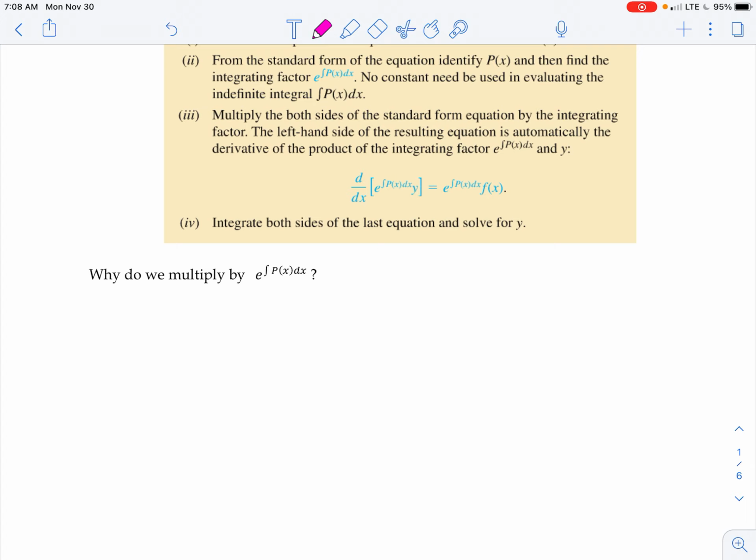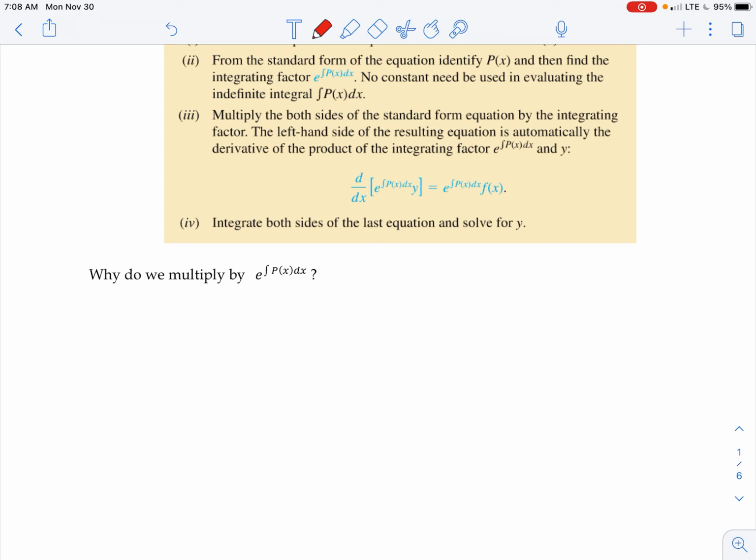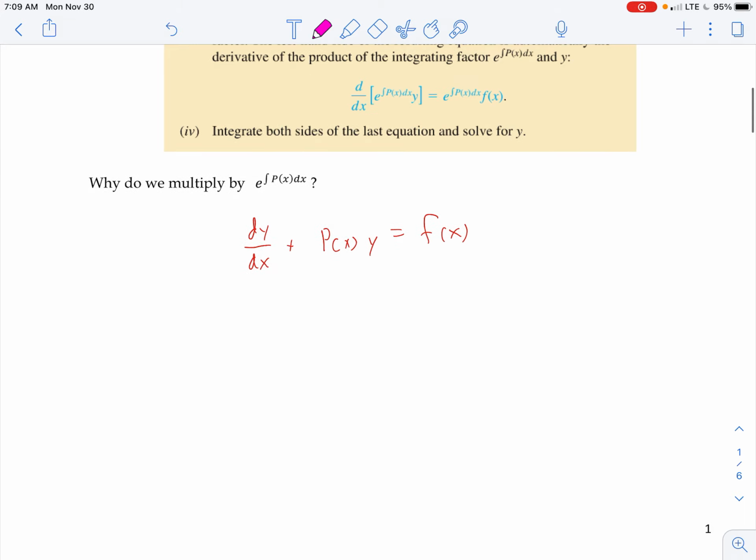Well, on the left-hand side, if our function is of this format, dy over dx plus p of x times y is equal to f of x on the right-hand side. If we multiply everything by an integrating factor, we get e to the integral of p of x dx times dy over dx, plus e to the integral of p of x dx times y, equal to e to the integral of p of x dx times f of x.